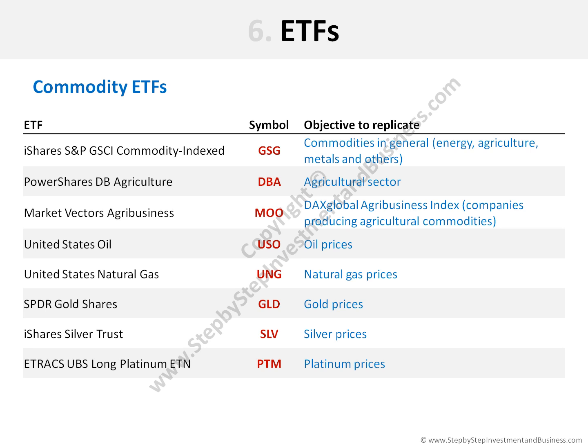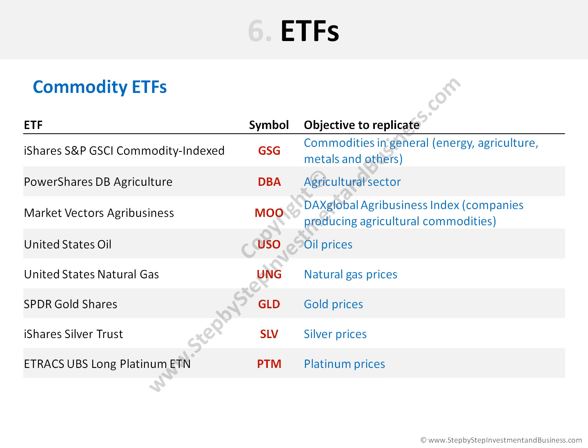We have the ETF whose symbol is MOO, and whose objective is to replicate the performance of different companies producing agricultural commodities. We have the ETF whose symbol is USO, which is one of the most well-known ETFs, and whose objective is to replicate the oil prices. We have the ETF whose symbol is UNG, and whose objective is to replicate the natural gas prices.